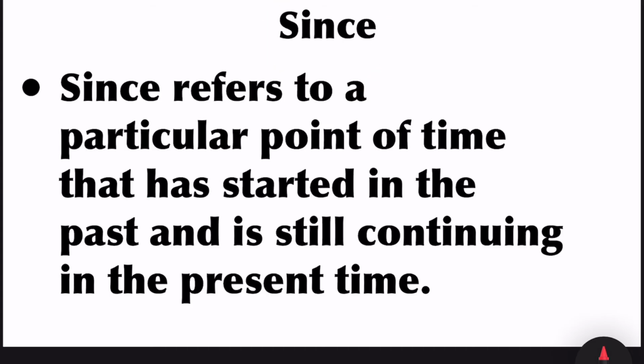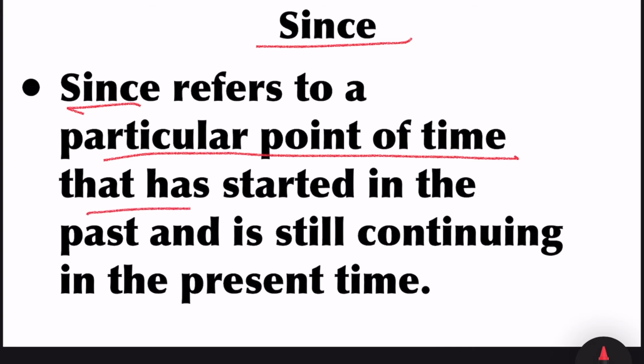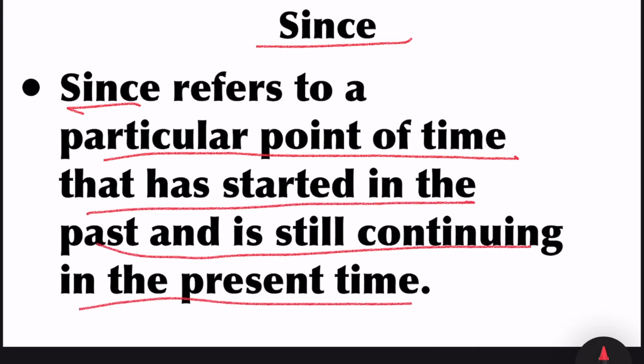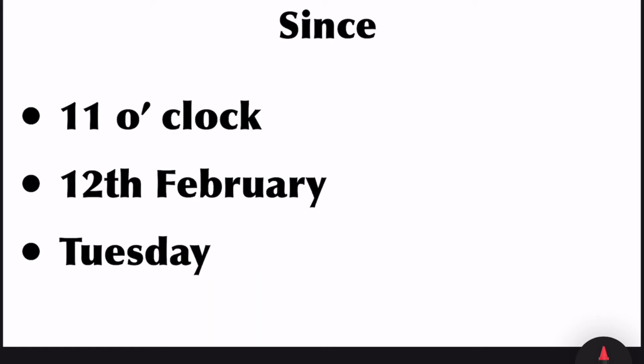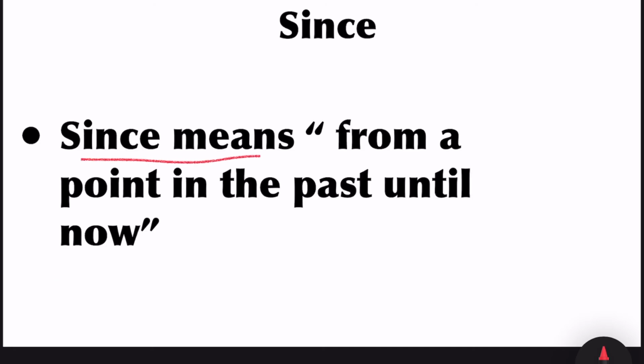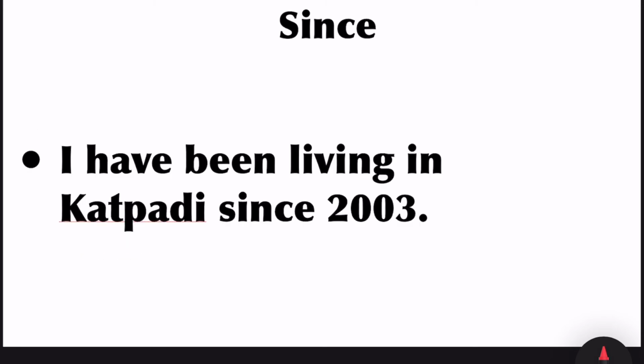Let's move on to the preposition since. Since refers to a particular point of time that has started in the past and is still continuing in the present time. So, since plus point. A point is a precise moment in time, like 11 o'clock, 12th February, Tuesday. Since means from a point in the past until now.